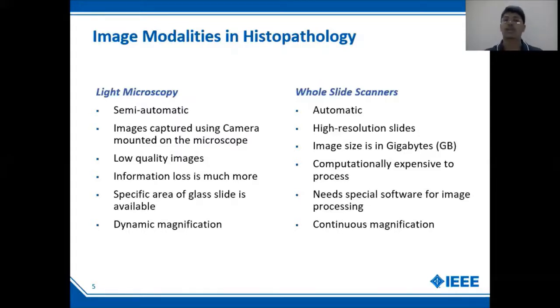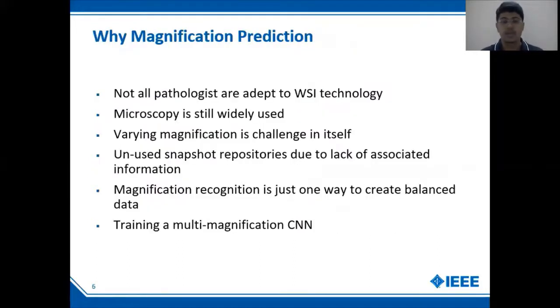But what about the data set being generated from the camera attached to light microscopes? Should we just let them pass into history, or should we use them? Of course, we will use them. So we are trying to classify the magnification of those camera captured snapshots.